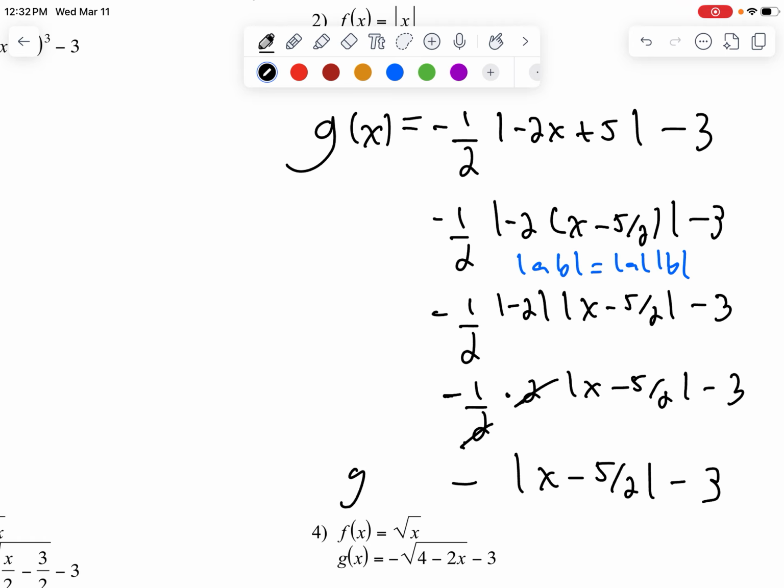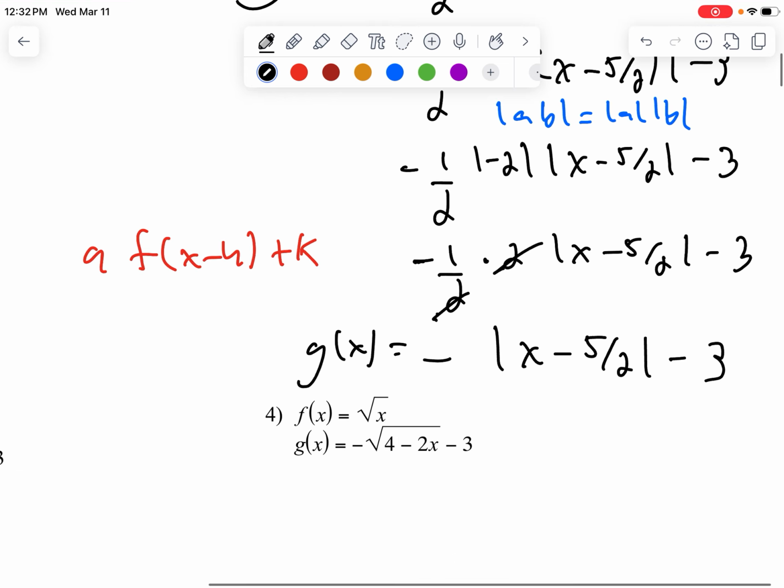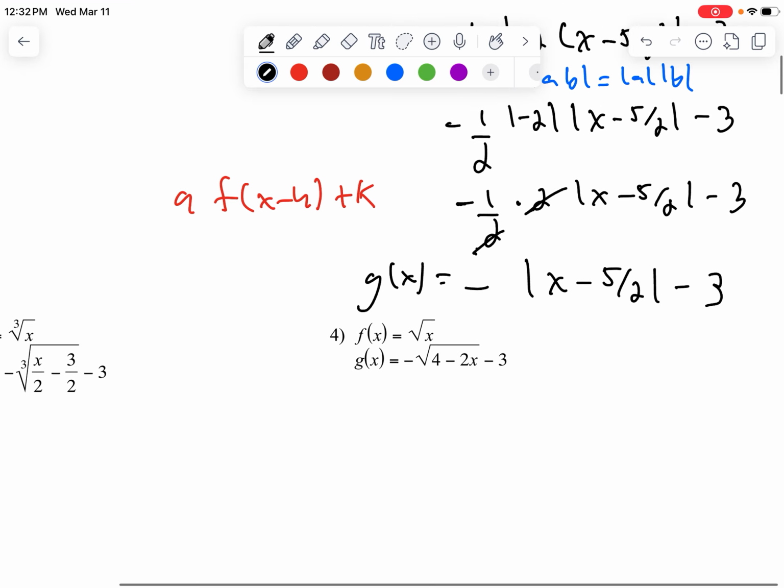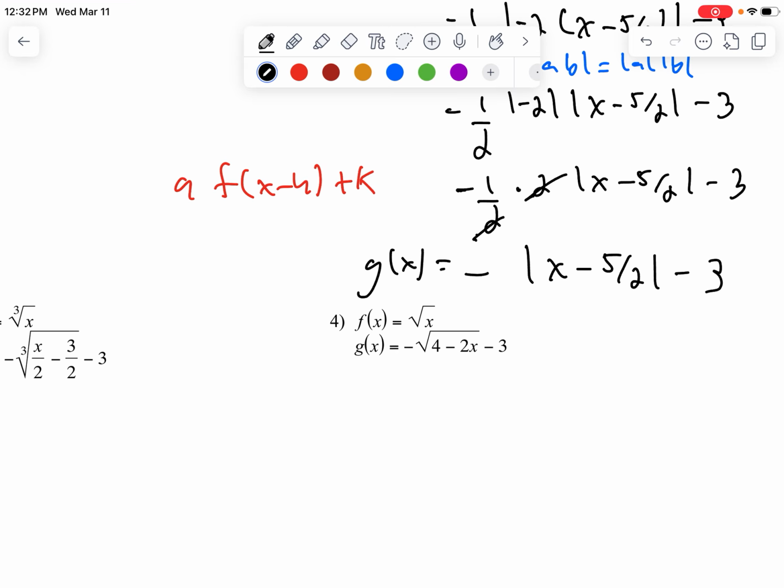And this is in the form that we want, of a times f of x minus h plus k. So our goal is always to make our function look like what we have here in red, again a times f of x minus h plus k. And then from here we can identify each of our a, h, and k.